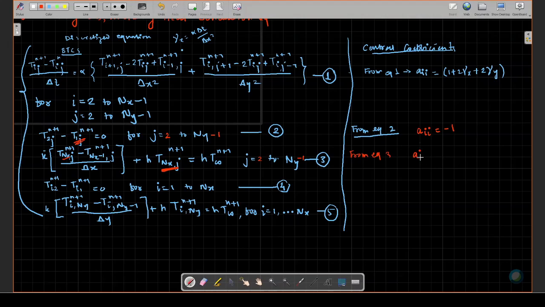So A II in those cases is K over delta x, this K over delta x plus H.